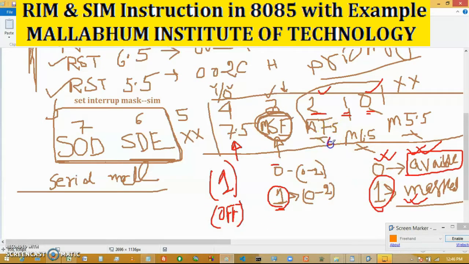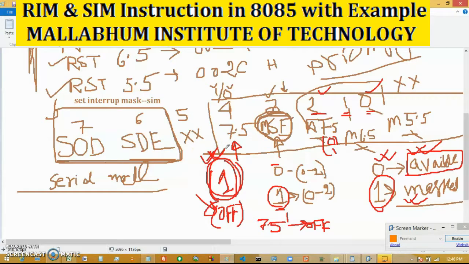Suppose this is 0 and this is 1, we can conclude that RST 7.5 is on, but we are overriding this function by setting bit D4 to 1. If bit D4 is 1, it overrides this function and forcefully makes RST 7.5 disabled or off. Okay, so this is the second control for RST 7.5. We can forcefully turn off RST 7.5 with the help of bit number 4.